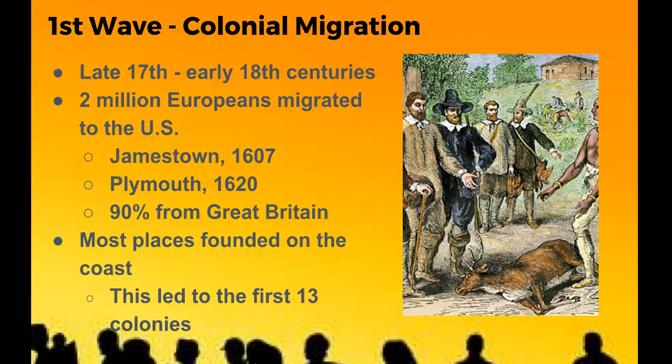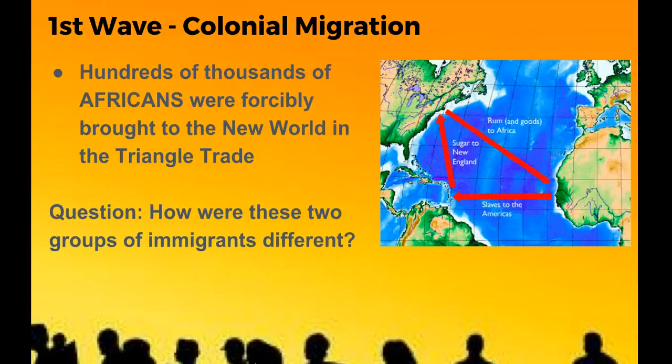Not for political reasons, but basically for religious freedom in the United States and also to set up a permanent residency here in the United States, whereas Jamestown. This was all voluntary. Now, a forcible one during the first wave is going to be the African slaves who came during the Triangle Trade.